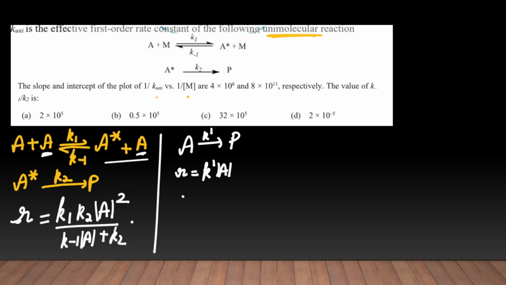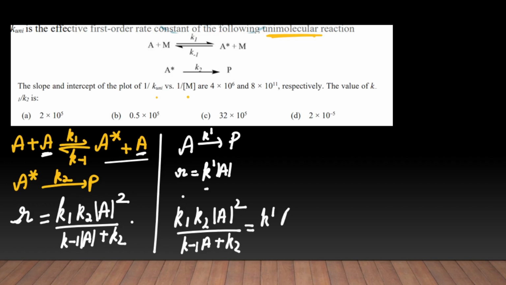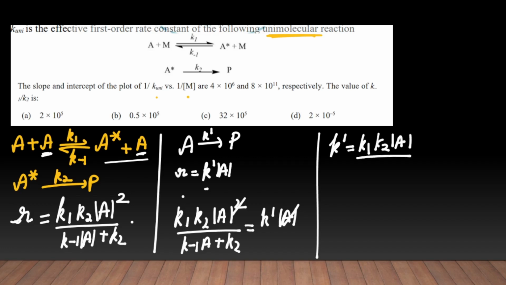Both of these are rate expressions, so they can be equated. So we get K1 into K2 into A square upon K inverse of A plus K2, equal to K dash times A. So this A and A will get cancelled out. So the observed rate constant value K dash will be equal to K1 into K2 into A upon K inverse of A plus K2, right?